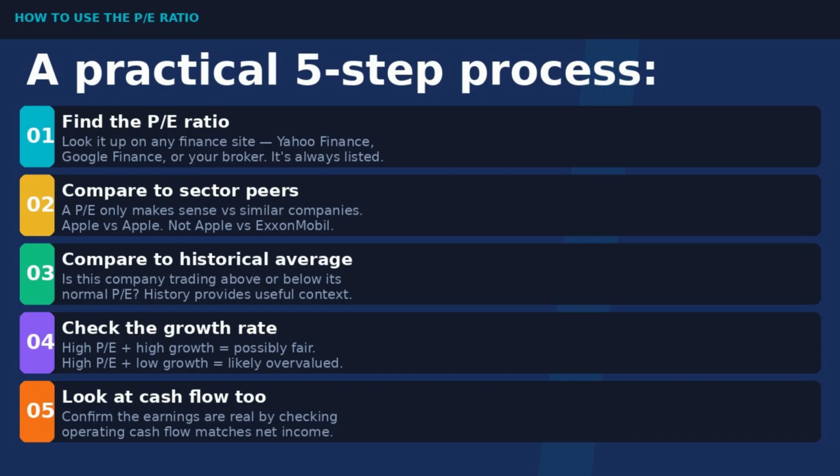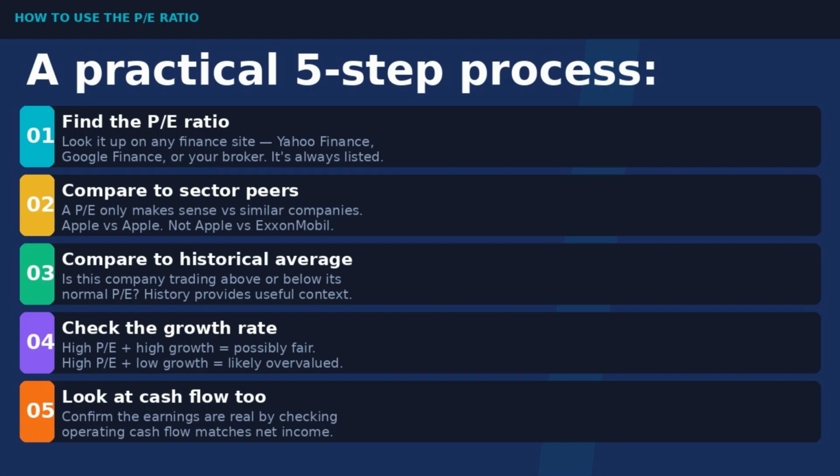Here is a practical 5-step process for using PE in your own investing. Step 1, find the PE ratio. Look it up on Yahoo Finance, Google Finance, or your brokerage platform. It is always displayed on the stock summary page. Step 2, compare to sector peers. Apple's PE should be compared to other technology companies, not to oil companies or banks. Industry context is everything. Step 3, compare to the company's own history. Is this stock trading above or below its own average PE over the past 5 to 10 years?